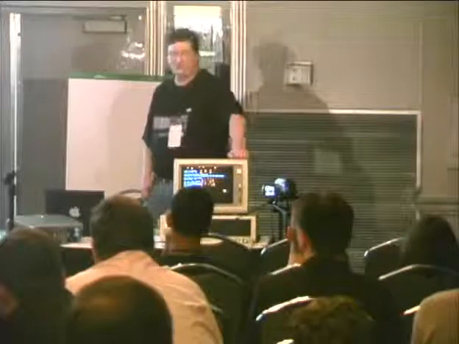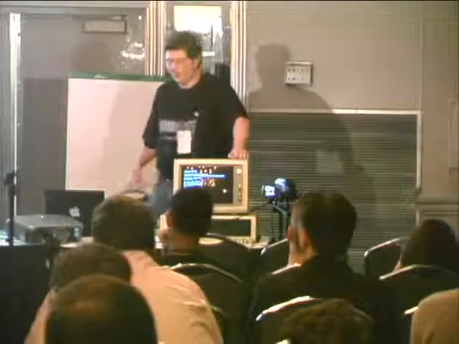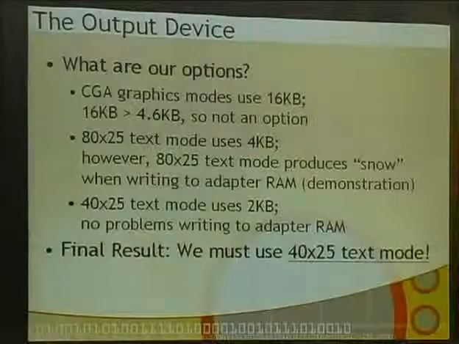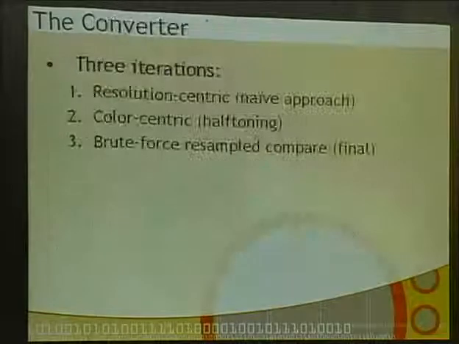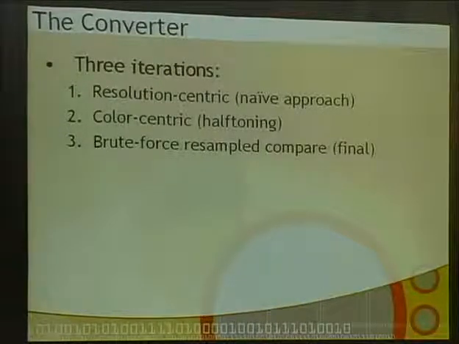So we have only one mode left, and that's 40 by 25 text mode. That's our final result. Whatever we're going to do, if we're going to solve this, it's got to be in 40 by 25 text mode. So how do you convert images to display in 40 by 25 text mode? The converter went through three different iterations.